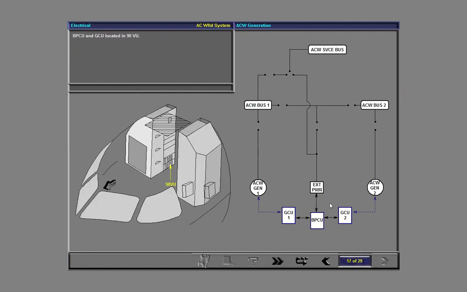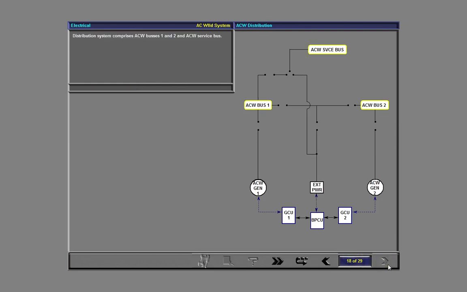The BPCU and GCU are located in the 90 VU. The distribution system comprises ACW buses 1 and 2 and the ACW service bus. As we have already mentioned, the ACW buses are supplied by their respective generator. Now select the two components that automatically come into operation in the event of a generator failure.